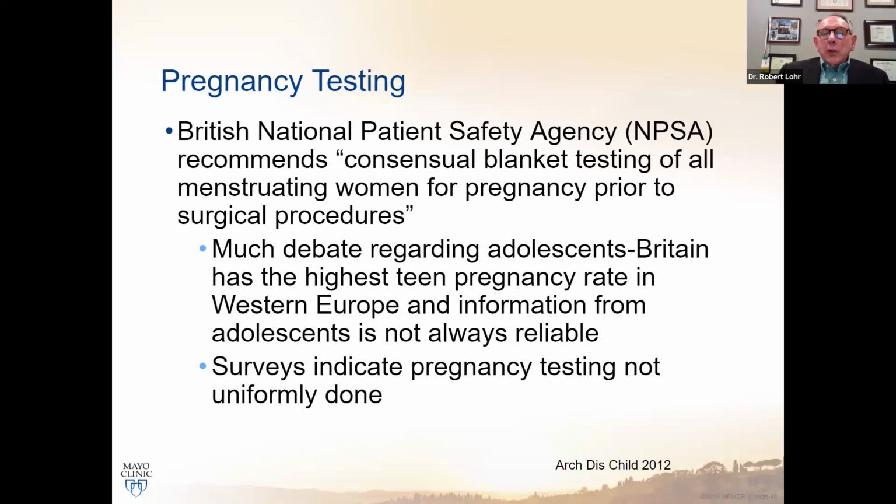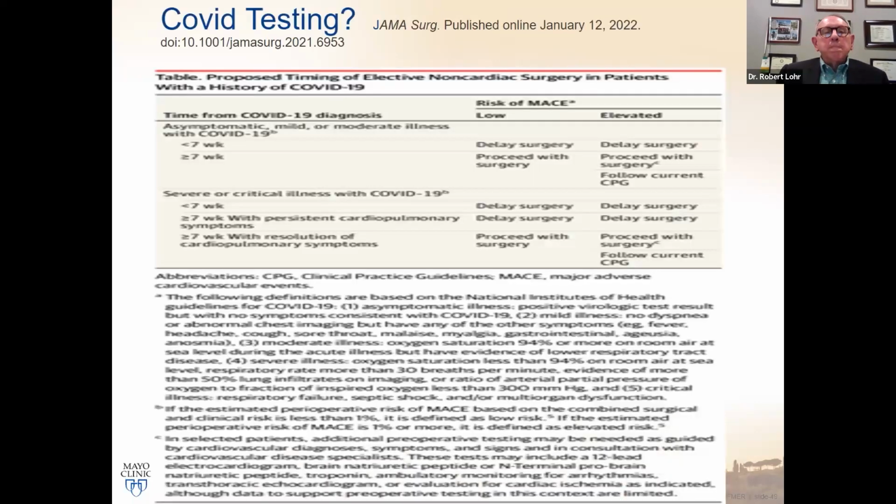Now, the British and their National Health Service have decided that they want consensual blanket testing of all menstruating women for pregnancy prior to surgical procedures. And they debated this, and they found out that they had more adolescents in Britain who were pregnant, and they didn't think that the information they were getting from the adolescents was reliable. I don't know that that's true or not, but I'll let you be the judge of that. They don't actually do the blanket testing, but they say that they should be doing it. And I think that we should be doing pregnancy testing.